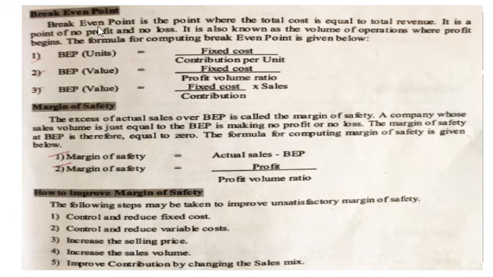This slide will show you the break-even point in units. Calculating the break-even point in units: fixed cost divided by contribution per unit. Break-even point in terms of value: fixed cost divided by PV ratio. If the PV ratio is not given, then break-even point in value is fixed cost divided by contribution into sales. So any of these formulas can be used. In this question, they have asked to calculate the break-even point in units and the break-even point in value. So let us use these formulas to calculate the answers for those questions.